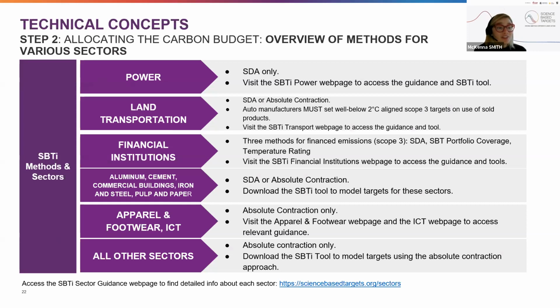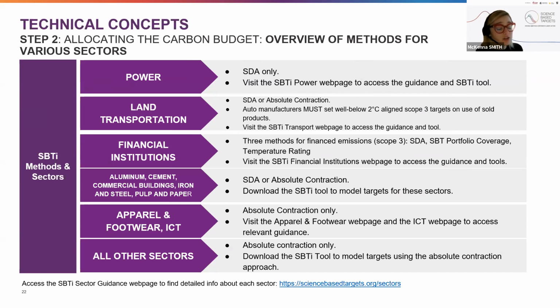Right, so these are the different options we currently have available for SDA. Like I said before, power sector, power generators, can only use the SDA. They cannot use the absolute contraction method. The power generation sector has a 1.5C pathway, and again, you can find that in the SDA tool.